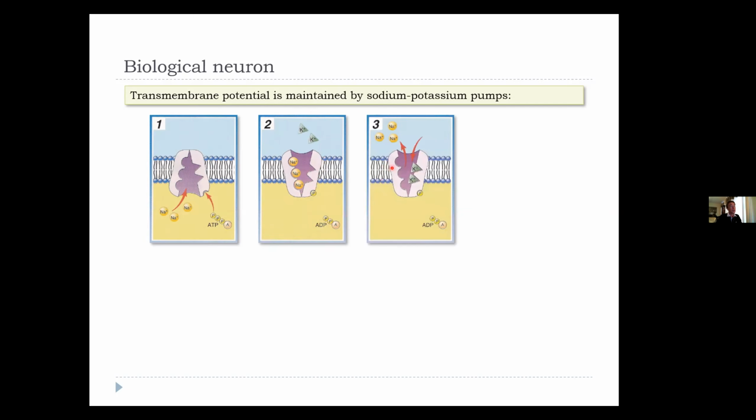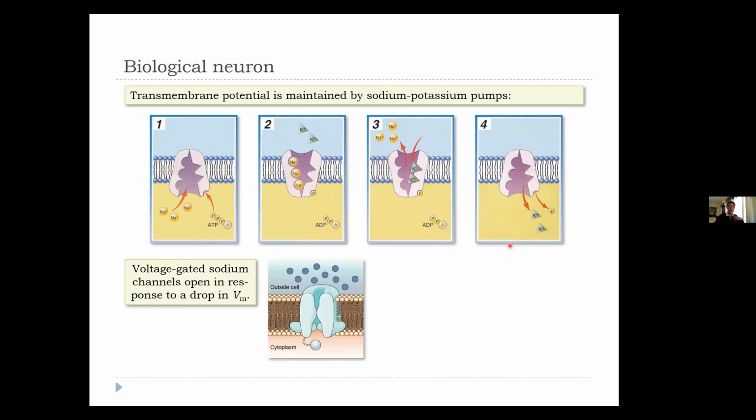At the next stage, it releases the sodium into the outside of the cell and it binds 2 units of potassium. Note that it's 3:2. And then at the next stage, potassium is released into the intracellular medium and phosphate is released as well. Now, this maintains the transmembrane potential. So it's an active pump that's driven by ATP that takes sodium outside and brings potassium in.